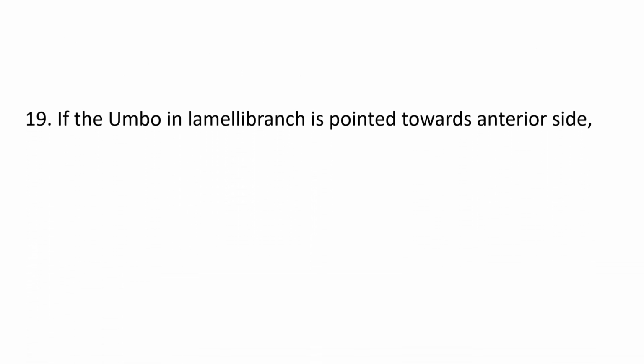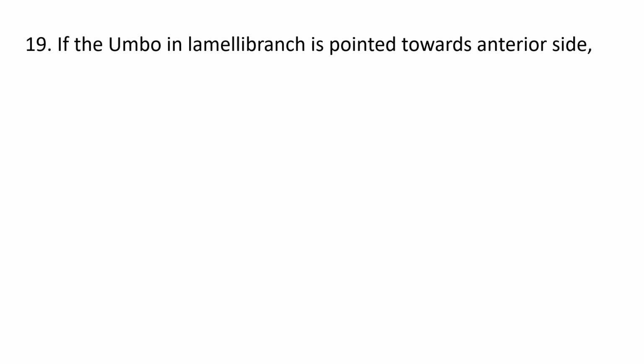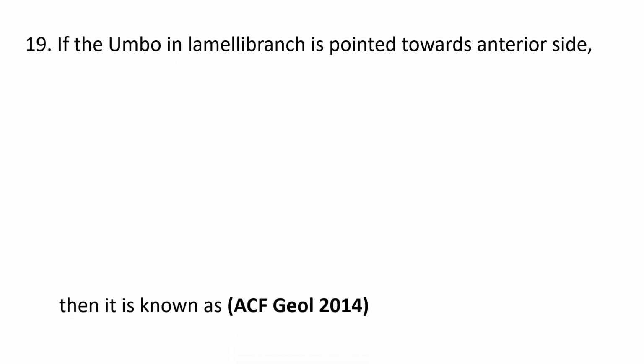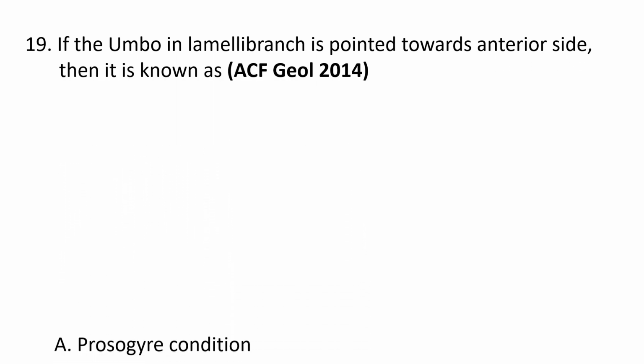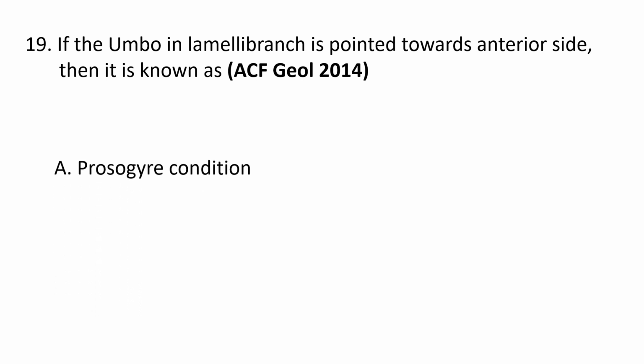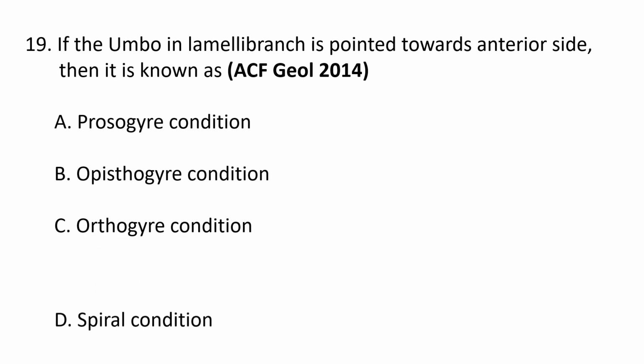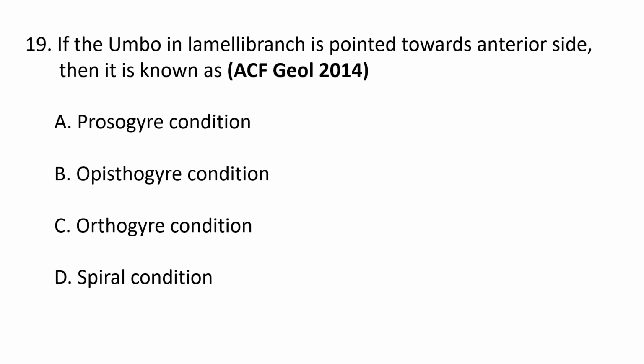Next question. If the umbo in lamellibranchs is pointed towards the anterior side, then it is known as A. Prosogyre condition, B. Opisthogyre condition, C. Orthogyre condition, D. Spiral condition. So the correct option is A. Prosogyre condition. If the umbo in lamellibranchs is pointed towards the anterior side, then it is known as prosogyre.